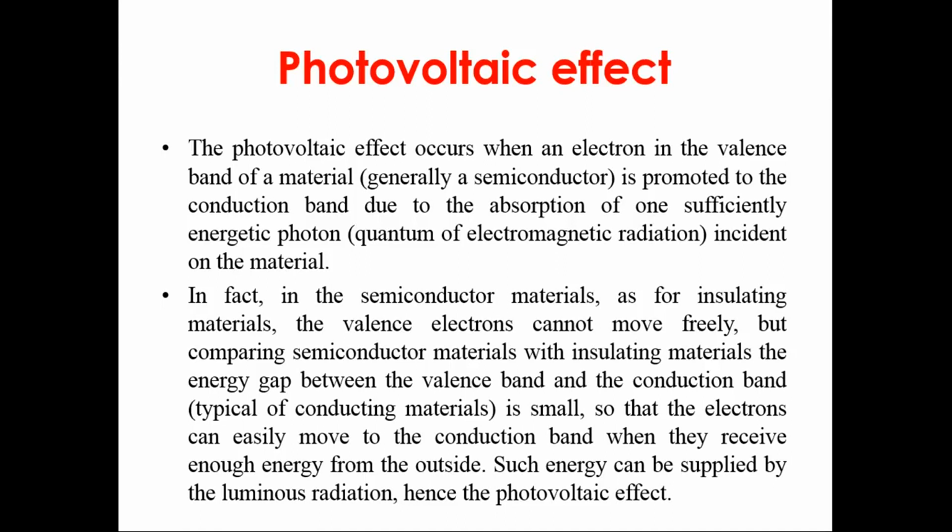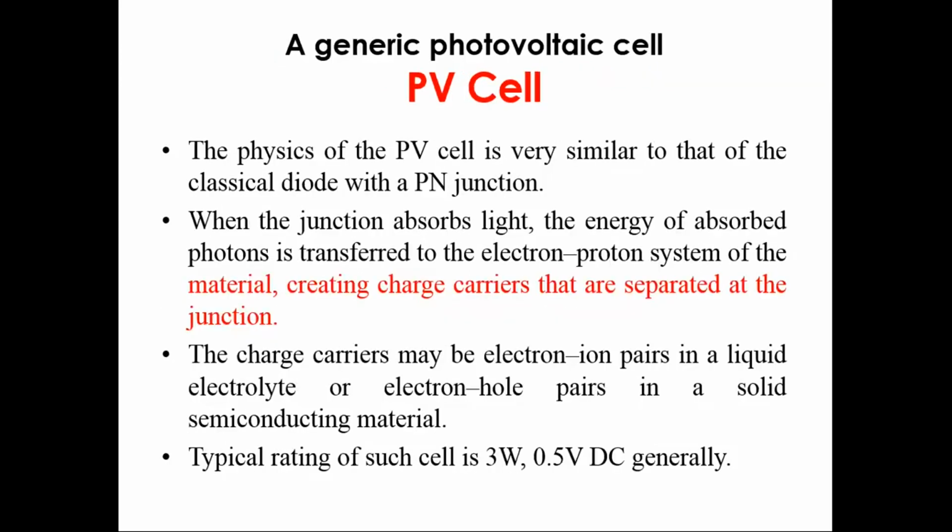In semiconducting materials, compared with insulating materials, the energy gap between the valence band and the conduction band is small, so the electron can move easily to the conduction band when it receives energy from the outside. Such energy can be supplied by luminous radiation, that is, the radiation of the sun. Hence this effect is known as the photovoltaic effect.